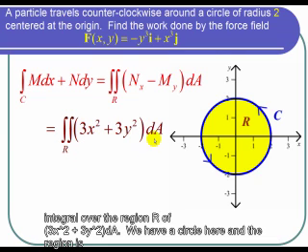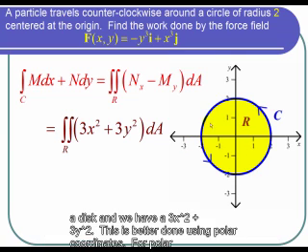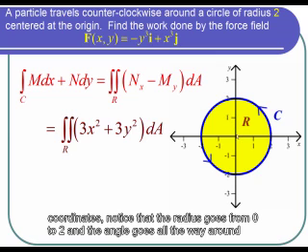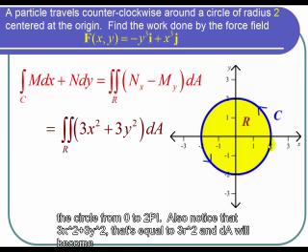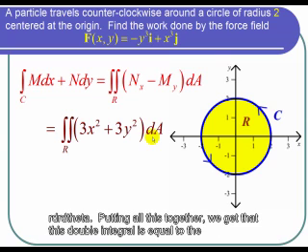plus 3y squared dA. We have a circle here, and the region is a disk, and we have 3x squared plus 3y squared. This is better done using polar coordinates. So for polar coordinates, notice that the radius goes from 0 to 2, and the angle goes all the way around the circle from 0 to 2 pi. Also notice that 3x squared plus 3y squared is equal to 3r squared. And dA will become r dr d theta.